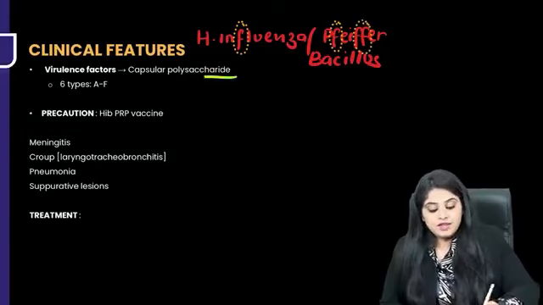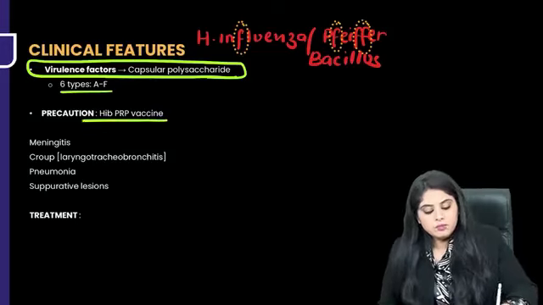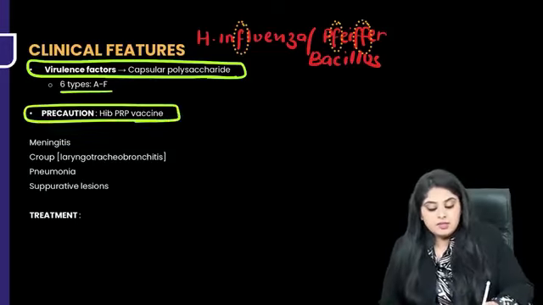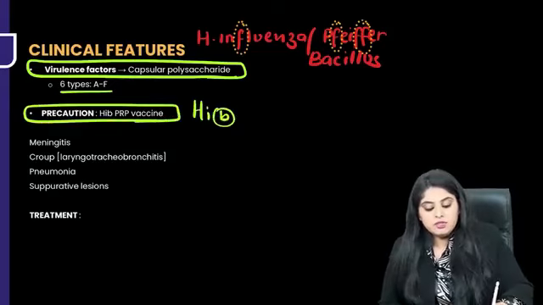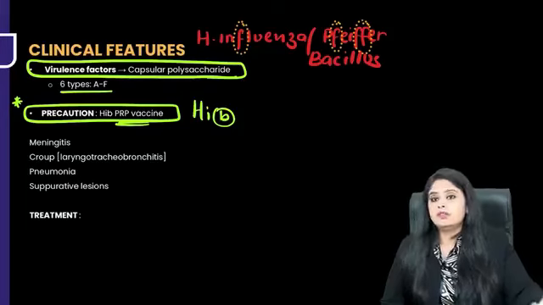But please note, this is having a capsule. If it has a capsule, this means it has 6 types. Typing is always done. And please note, the most important one is Hib, because Hib, the B type, is the one from which you make a vaccine. So for the vaccine and virulence, it is going to be the Hib based on a capsule.